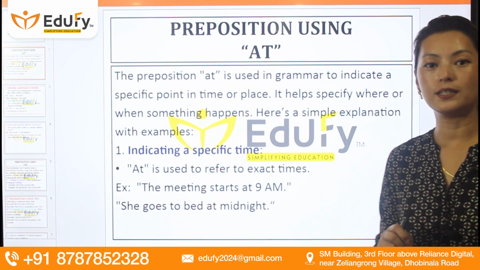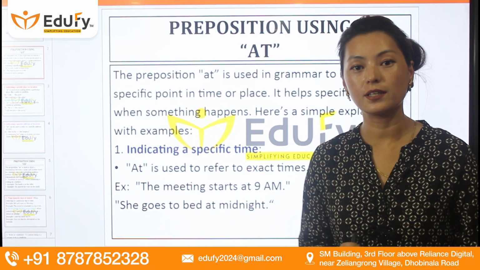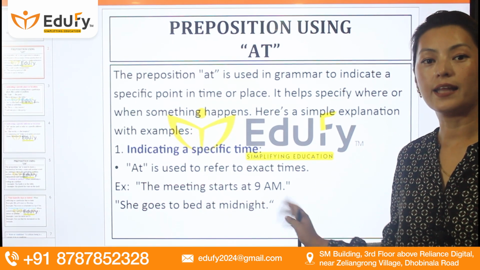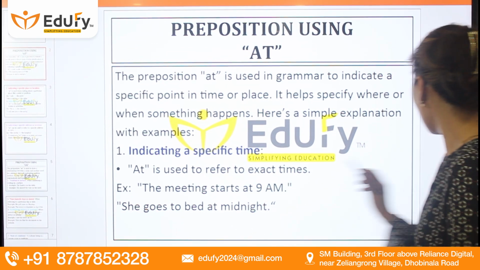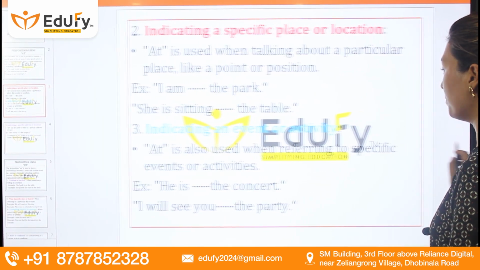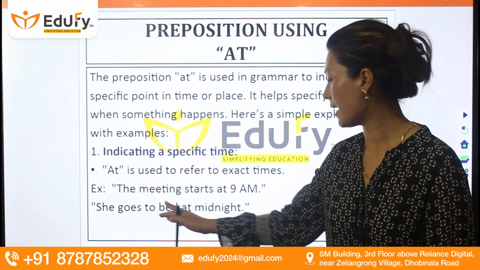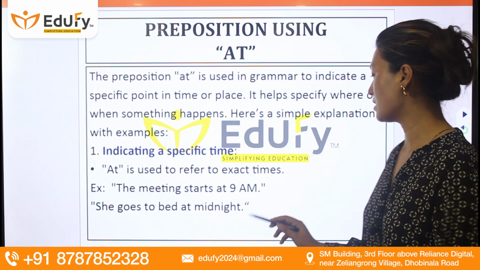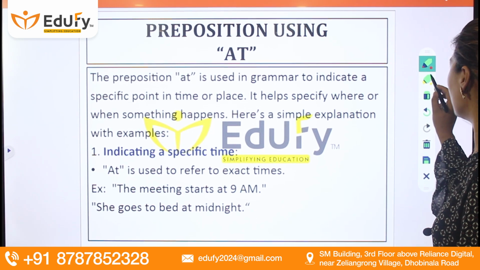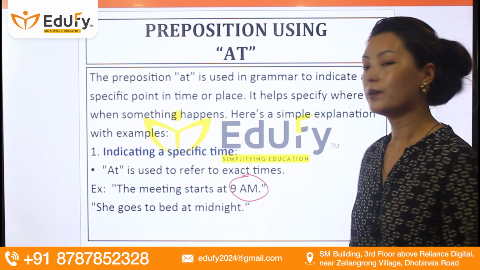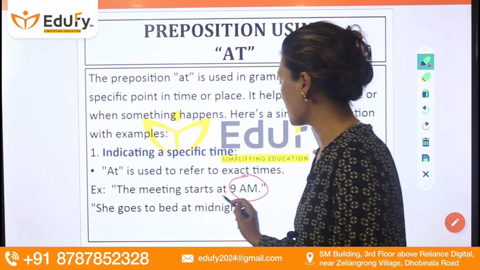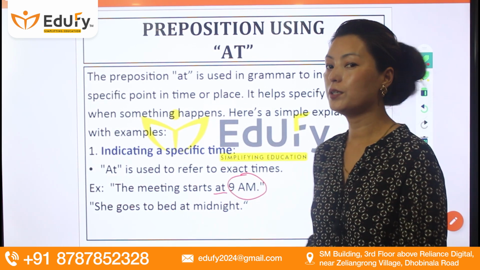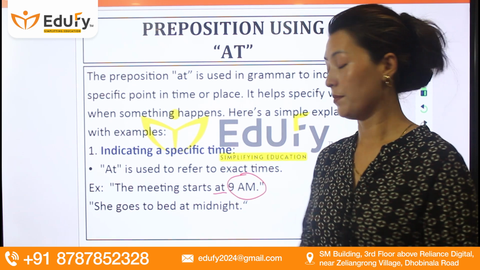So, first point is it indicates a specific time. So, in the sentence, the meeting starts at 9 a.m. When we see at 9 a.m., we see that it is pointing towards a specific time, and that is 9 a.m. Whenever we see this one, the preposition that we have to use is at. At will be used to talk about specific time.